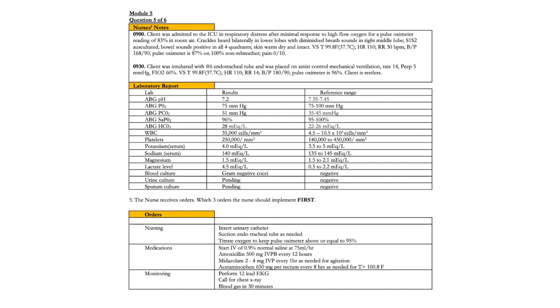Medication orders include: 1. Start IV of 0.9% normal saline at 75 ml per hour. 2. Give amoxicillin 500 mg IV piggyback every 12 hours. 3. Give midazolam 2 to 4 mg IV push every 1 hour as needed for agitation. 4. Give acetaminophen 650 mg per rectum every 8 hours as needed for temperature over 100.8 Fahrenheit.